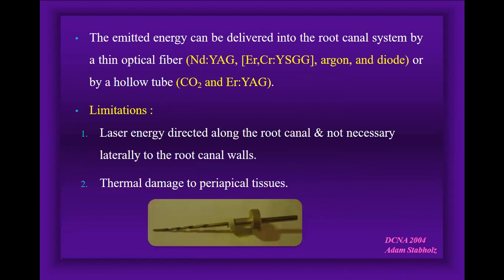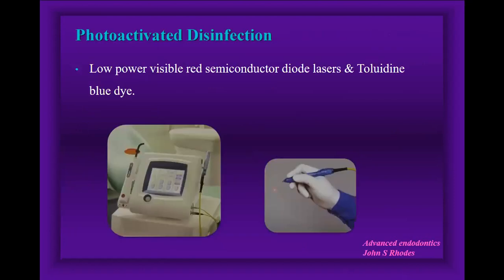Now the lasers. The emitted energy can be delivered into the root canal system by a thin optical fiber, in the case of Nd:YAG laser, argon and diode, or by a hollow tube, in the case of carbon dioxide or Er:YAG laser. Limitation: laser energy is directed along the root canal and not necessarily laterally to the root canal wall. Thermal damage to the periapical tissue.